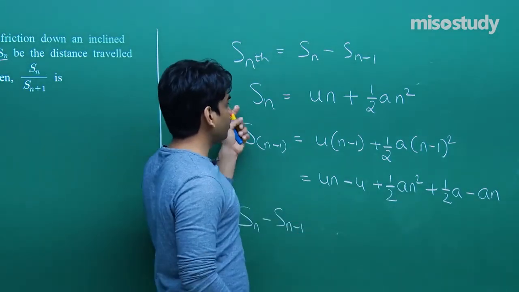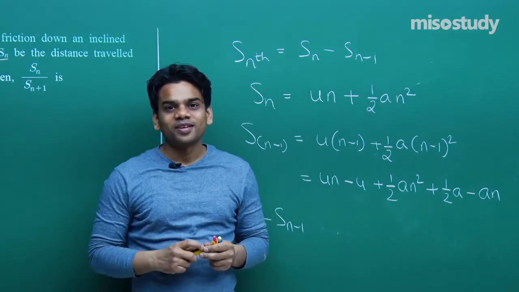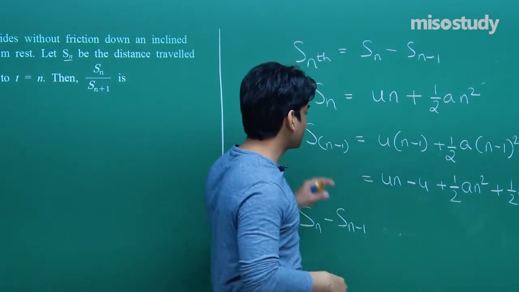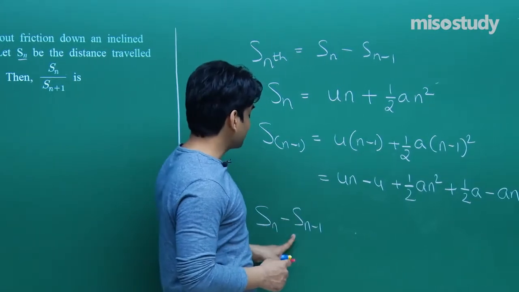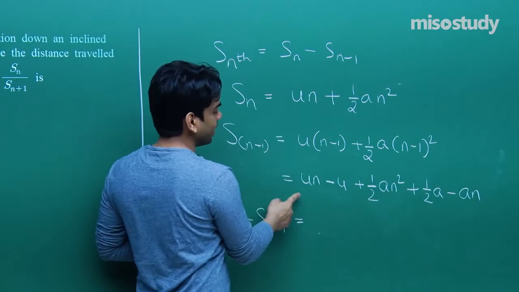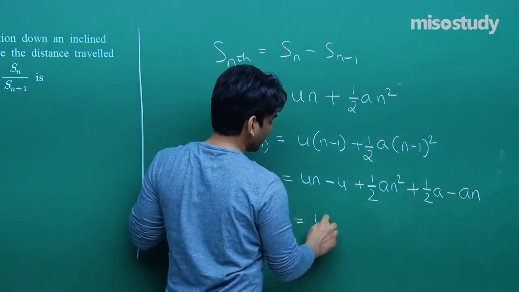So Sn minus Sn minus 1, see what you are going to obtain. Remember these terms that I am using, Sn and Sn minus 1, these are not the same as Snth given here. This is the distance traveled in nth second that we will be using later on. Right now we are using distance traveled in n seconds and in n minus 1 seconds. Now distance traveled in nth second will be this. You see here, un minus un will be cancelled out, then minus minus becomes plus.